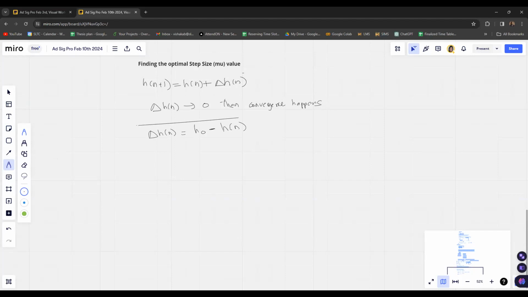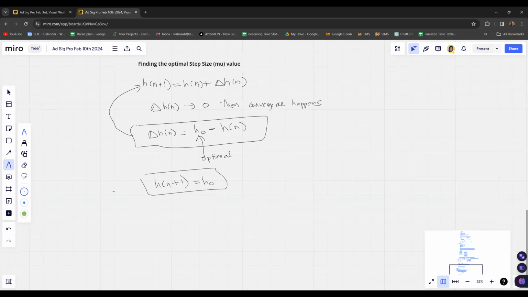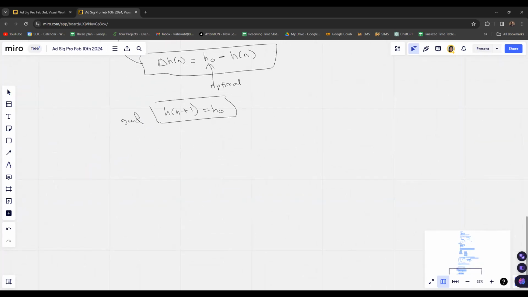So once you plug this into this equation, it will give Hn plus 1 equal to the optimal value of the filter coefficient. Our goal is to make the Hn plus 1 equal to the optimal values of the filter coefficients, which is Hn plus 1 equals H naught. This is our optimal goal. In order for this to happen, the delta Hn value should equal H naught minus Hn. So by considering that, we can write a couple of equations for the delta Hn.